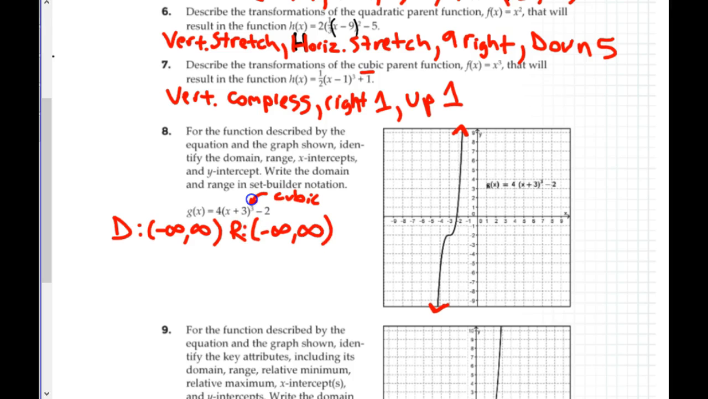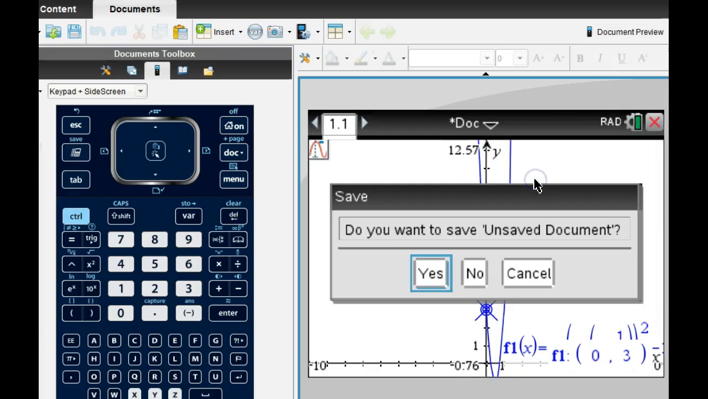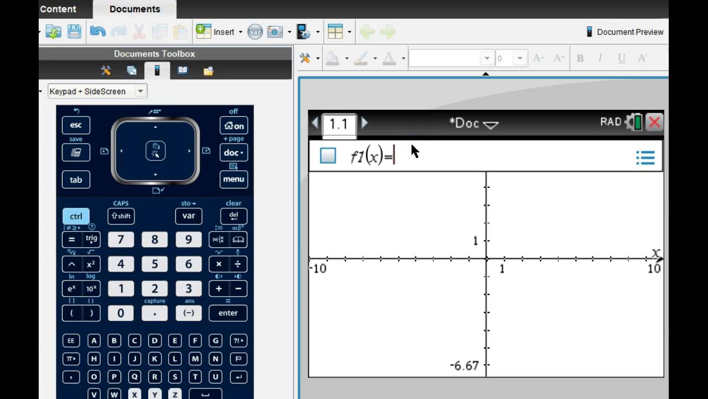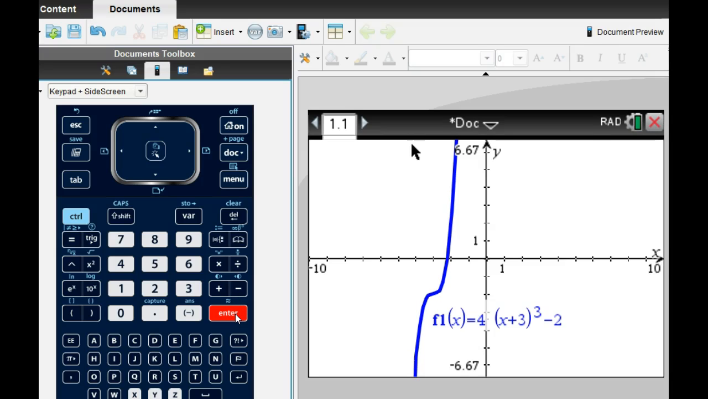Okay, X-intercept and Y-intercept. Now, I don't think that's exactly -2 right there. So let's go to the graph and graph this thing. New document. Don't save. Graph. Okay, 4 x plus 3 caret 3. Go to the right. Minus 2. Yeah, it's not exactly -2.